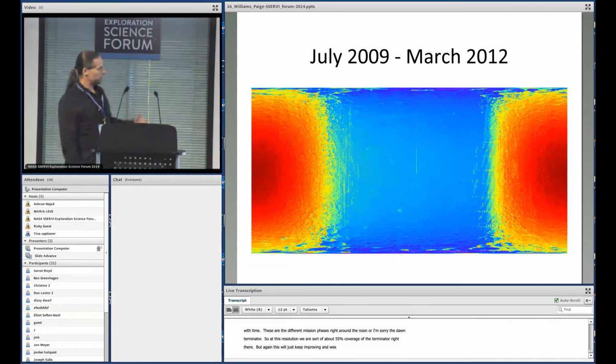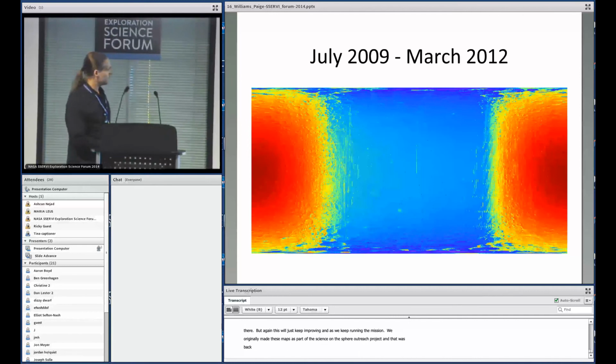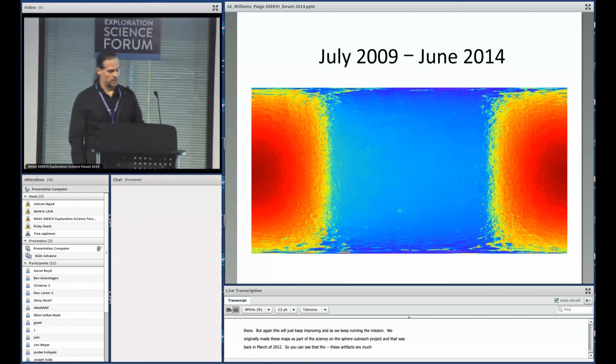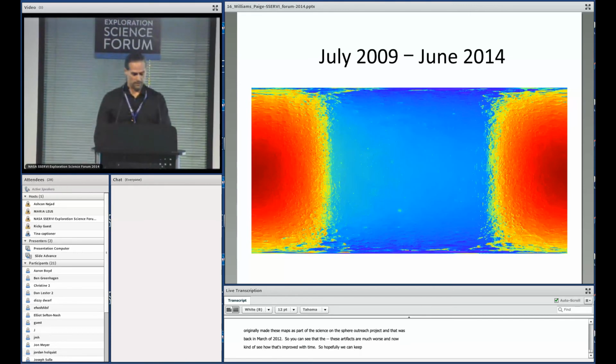I originally made these maps as part of the Science on the Sphere outreach project, back in March 2012. And you can see that these artifacts were much worse, and now you can see how that's improved with time. So hopefully we can just keep running Diviner as long as we can and start really improving these maps considerably.